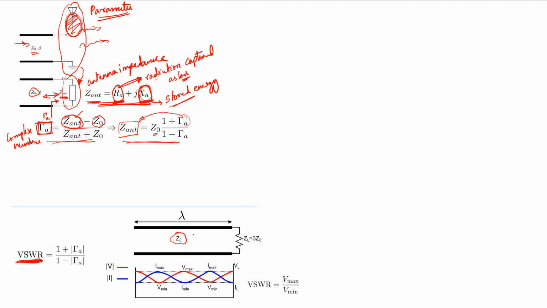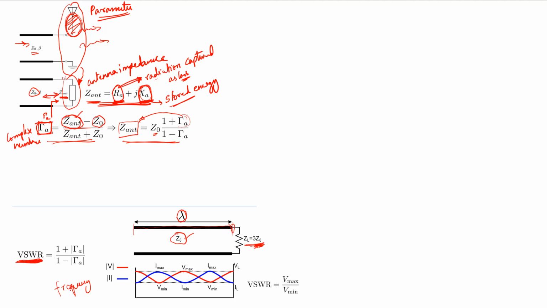There is a transmission line with a certain characteristic impedance Z0. Let's say it's terminated with a load impedance which is not equal to Z0. Instead, it is, for example, 3 times Z0. You can clearly see that there is a mismatch, and because of this mismatch, there is going to be a certain standing wave on the transmission line itself. We are looking at a particular frequency for which the physical length of the transmission line is equal to one wavelength.